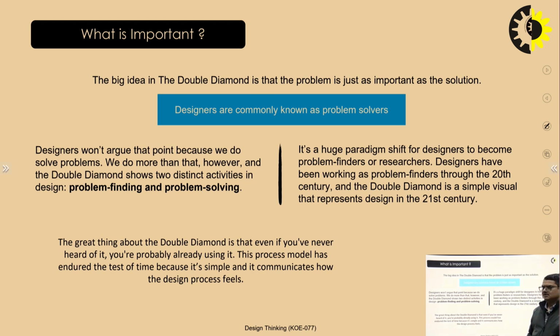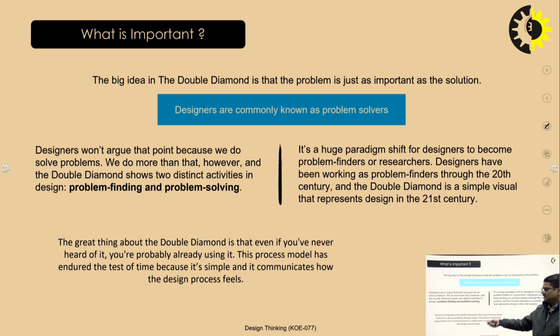The next thing is, why is the double diamond theory important? Because it is a huge paradigm shift for designers to become problem finders. Designers have been working as problem finders through the 20th century, for a very long time, and the double diamond is simply visually representing those designs in the 21st century. It is comparatively a newer concept, but if we understand this process, we realize that knowingly or unknowingly we are implementing most of the things involved in this entire process in our daily routine, right?